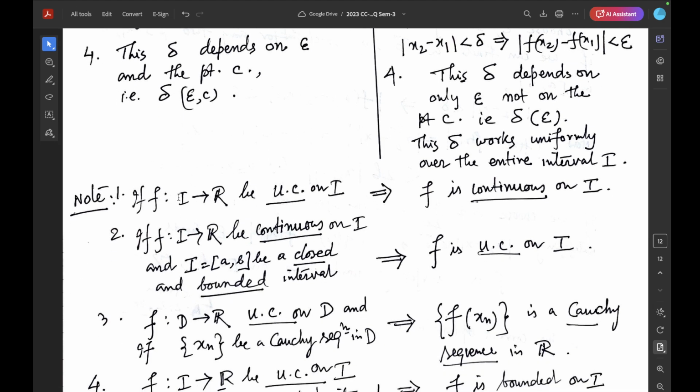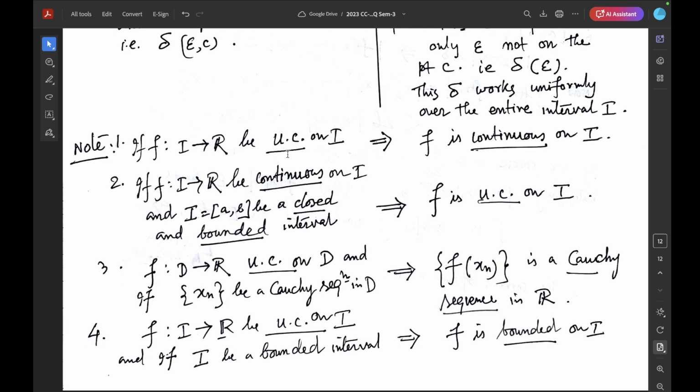Note that if f maps I to R is uniformly continuous on the interval I, this implies f is continuous on the interval I. If f is continuous on a closed and bounded interval I, then f is uniformly continuous on I. If f maps D to R is uniformly continuous on the domain D, and if x n is a Cauchy sequence in D, then the sequence f x n is also a Cauchy sequence in R. If f maps I to R is uniformly continuous on I, and I is a bounded interval, this implies f is a bounded function on the interval I.